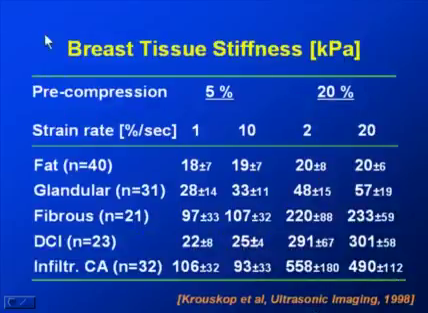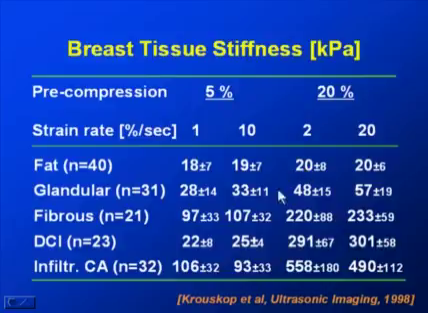Now this is some of the early work on breast tissues that was done in vitro by Krouskop et al. out of Baylor College in Texas. And they looked at different pre-compression rates and different strain rates, because a lot of the early work was done with what's called static elastography, where they used the transducer on the sample or the tissue and applied a bit of force and then more force, looking at the differences between two images, one before compression then after, to try and detect those displacements.